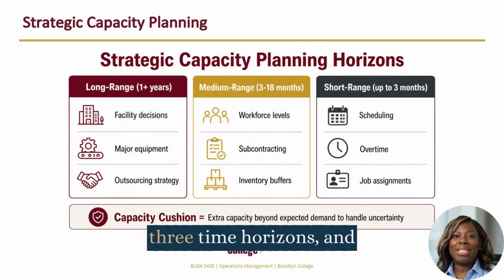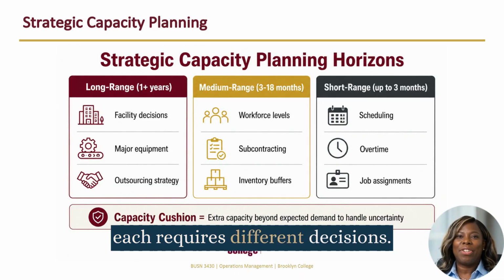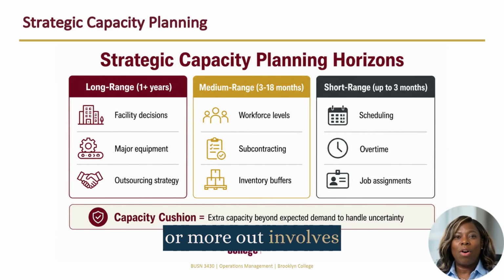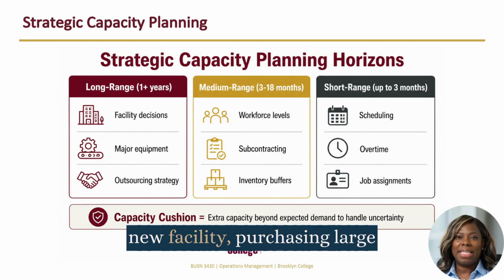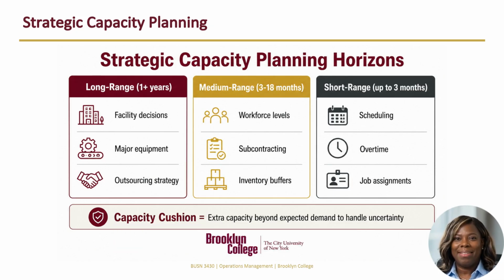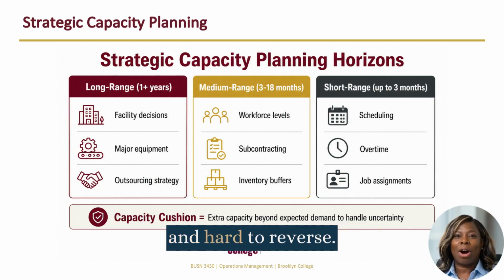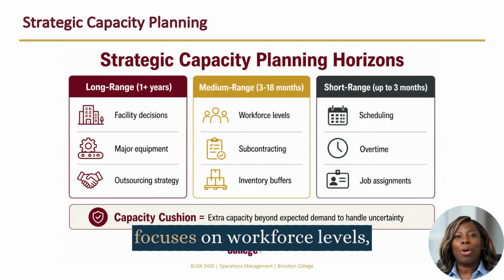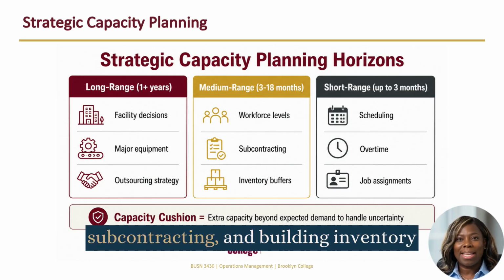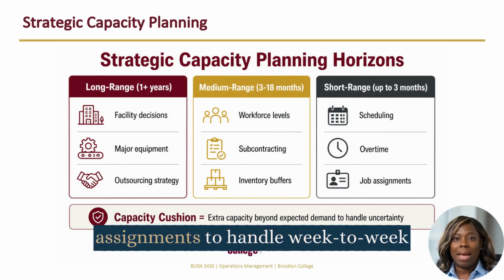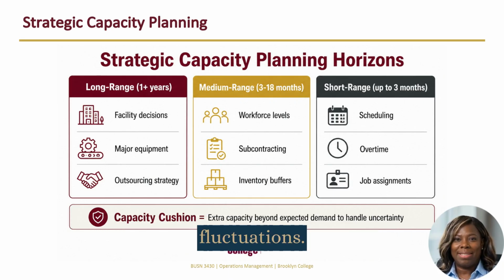Capacity planning happens at 3 time horizons, and each requires different decisions. Long-range planning, 1 year or more out, involves major commitments: building a new facility, purchasing large equipment, or signing a long-term outsourcing contract. These decisions are expensive and hard to reverse. Medium-range planning covers 3 to 18 months and focuses on workforce levels, subcontracting, and building inventory buffers. Short-range planning is tactical: scheduling, overtime, and job assignments to handle week-to-week fluctuations.